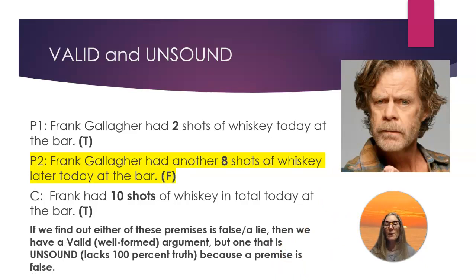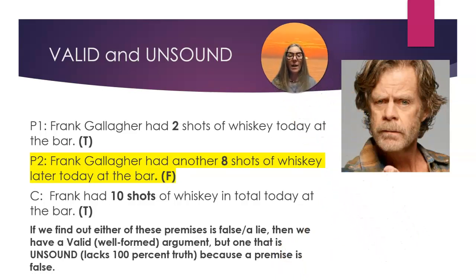Okay, here is a way to figure that out. I have just told you that premise 2 is actually false. Argument is still valid because if it were true, the conclusion would necessarily follow. It's a well-formed argument. However, I just told you premise 2 is false. Therefore, the argument is unsound.